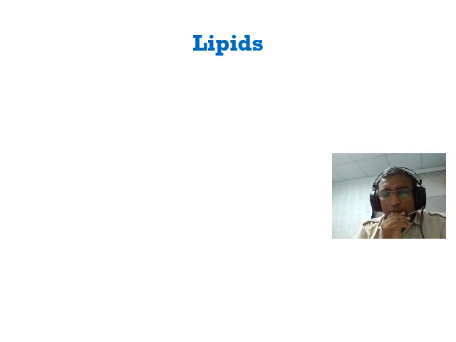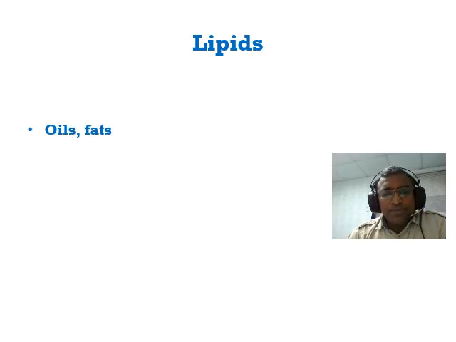We have come to the last macromolecule. We already covered nucleic acid. Then we went on to cover protein and its subtopic of enzyme. And recently we looked at carbohydrate, and now we are looking at lipid.